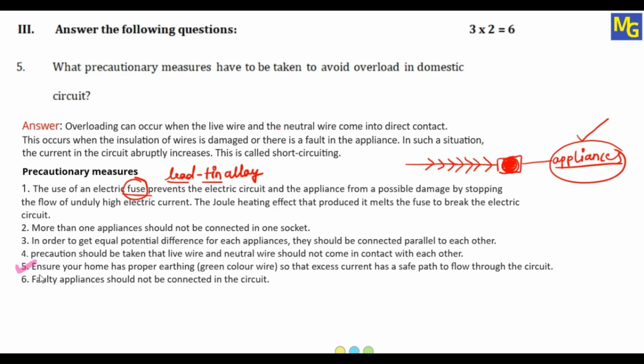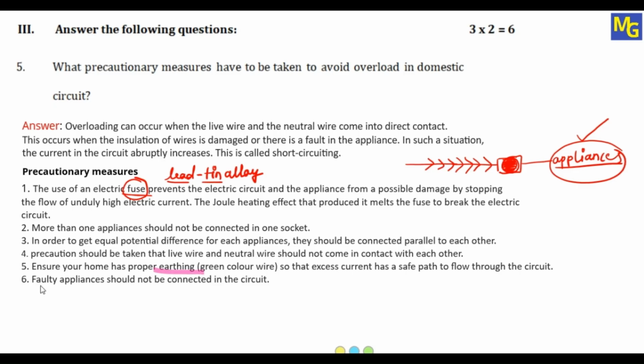Fifth one, ensure your home has proper earthing, that is green color wire, so that excess current has a safe path to flow through the circuit. So what is earthing? Earthing means there will be one green color wire in your domestic electric circuit in a house. That wire will directly go into the earth. So whatever extra voltage comes, that will directly pass into the earth. That is called earthing. And that earthing should be proper in the house.